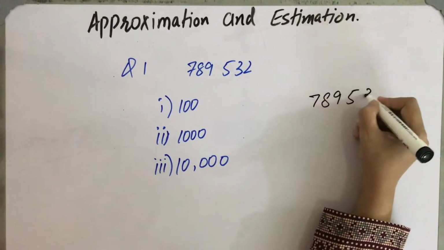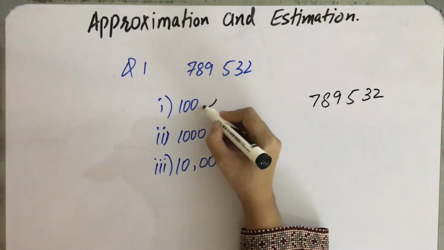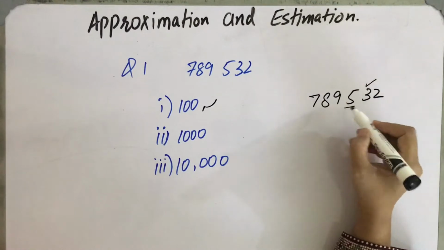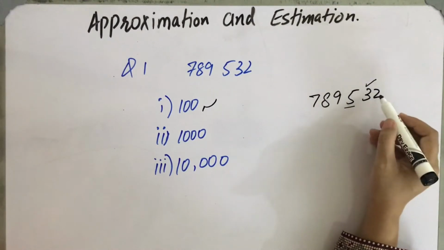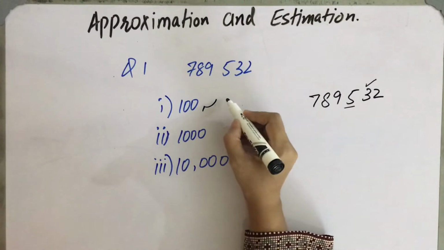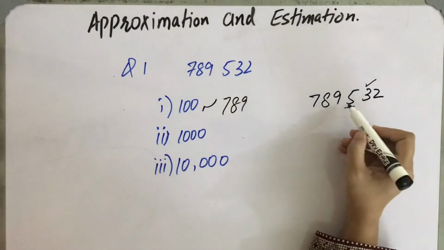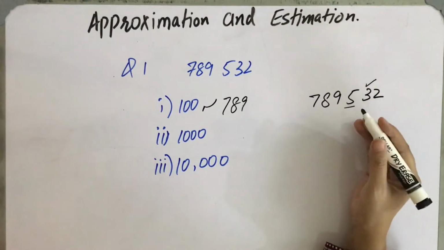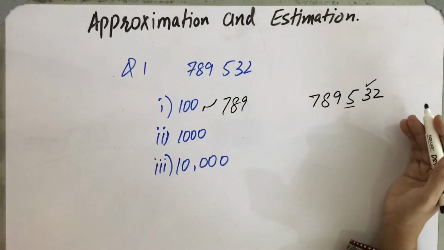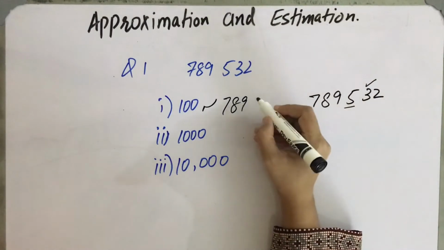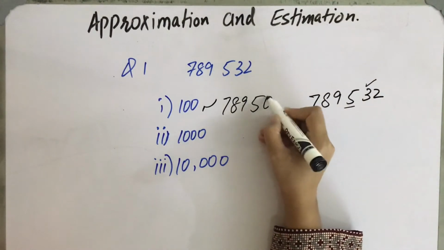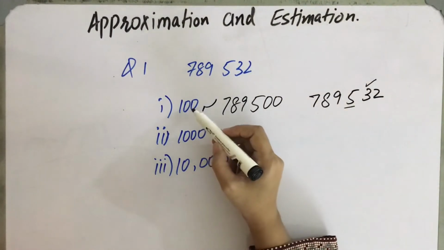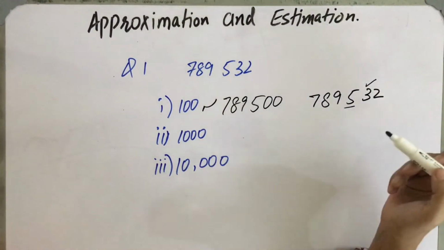When we have to round off to the nearest 100, we shall study this. Basically we are concerned with 532. 789 is part of the answer, but we are concerned with 532. 532 is closer to 500 as compared to 600. So the answer will be 789,500.